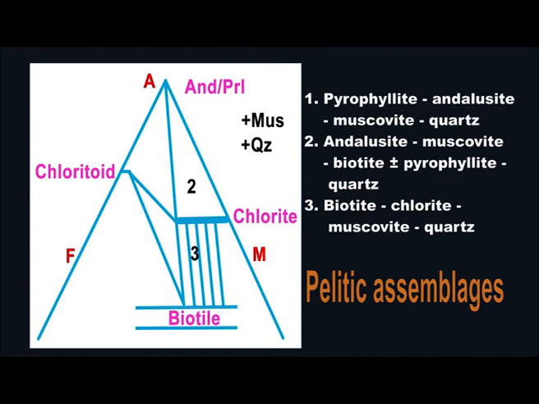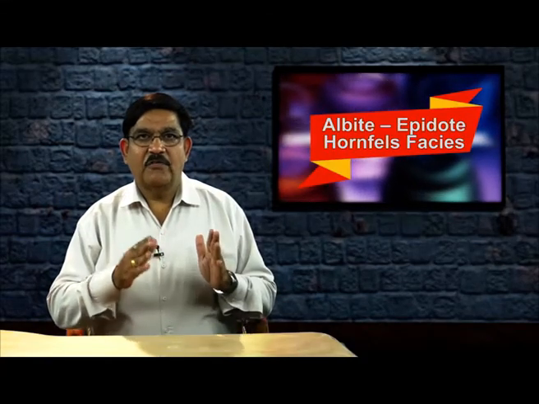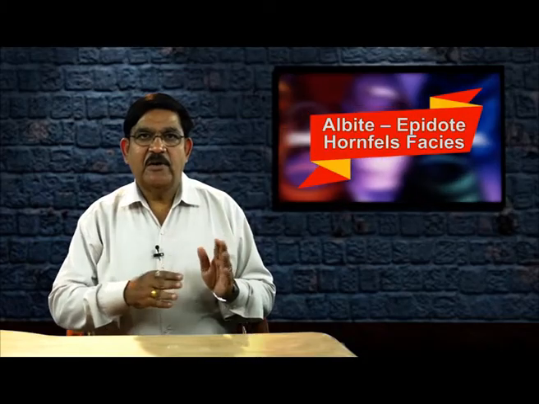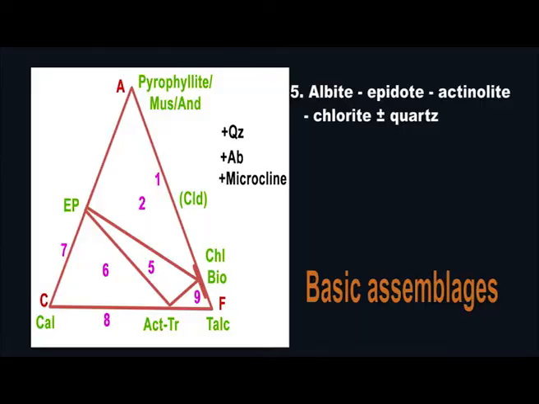Third, biotite, chlorite, muscovite, quartz. B. Quartzo-feldspathic assemblages. Number 4, biotite, muscovite, microcline, quartz. C. Basic assemblages. Number 5, albite, epidote, actinolite, chlorite, plus or minus quartz.